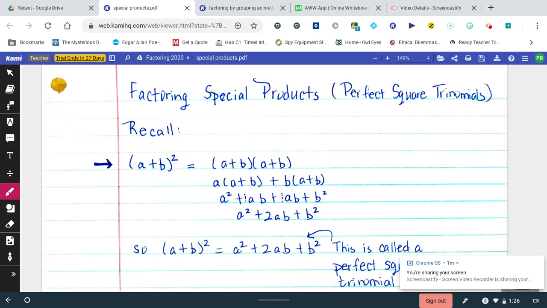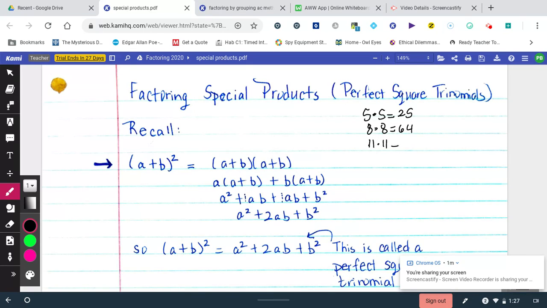We're going to recall something from the last unit, which we were in when we got out of school in March, and it's (a plus b) squared. So if you take something and you multiply by itself, what do you think you normally get? Like if I take 5 and multiply by itself, I'm going to get 25. Or if I take 8 and multiply by itself, I get 64. Or if I take 11 and multiply it by itself, I get 121.